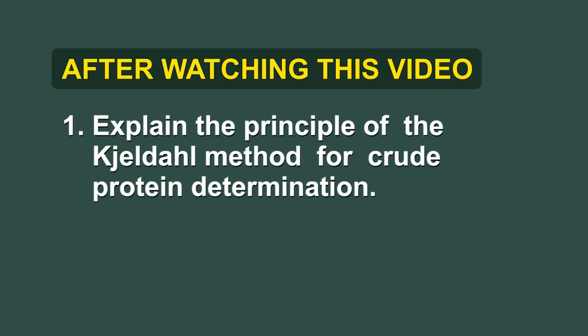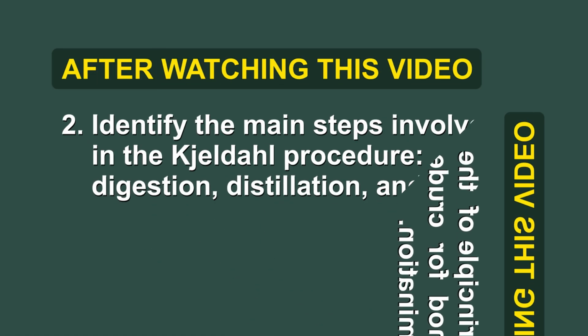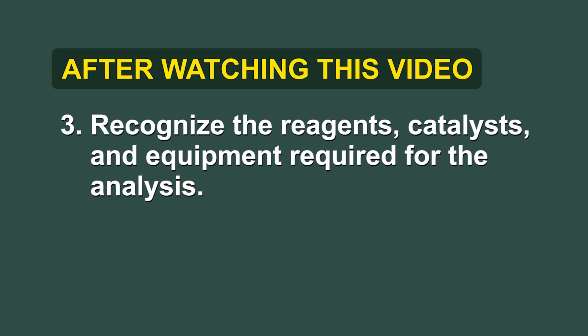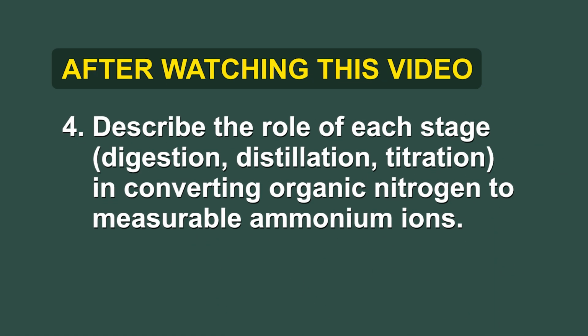After watching this video, you should be able to explain the principle of the Kjeldahl method for crude protein determination, identify the main steps involved in the Kjeldahl process, digestion, distillation and titration, recognize the reagents, catalyst and equipment required for the Kjeldahl analysis, and describe the role of each stage, digestion, distillation and titration, in converting organic nitrogen to measurable ammonium ions and to protein.